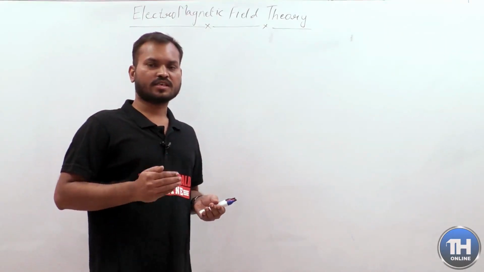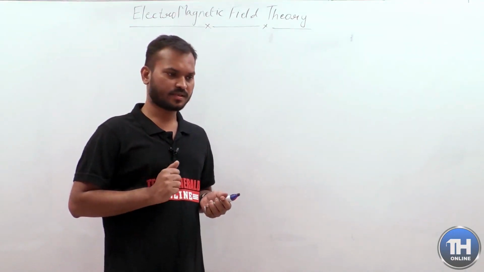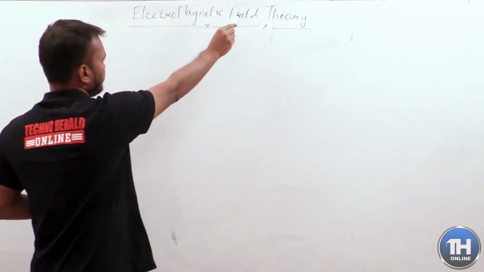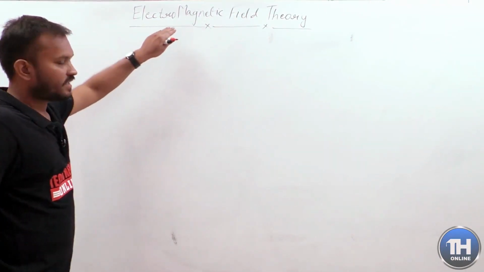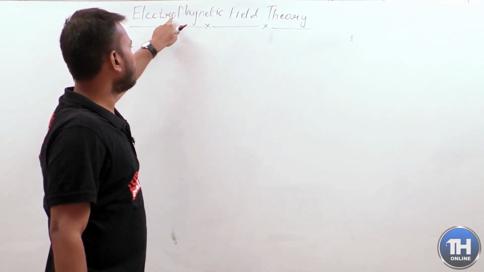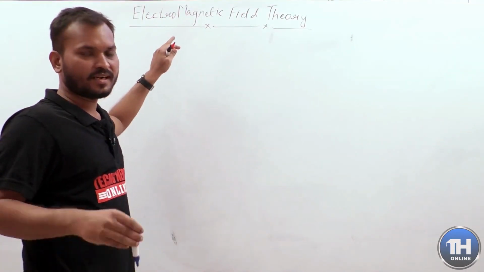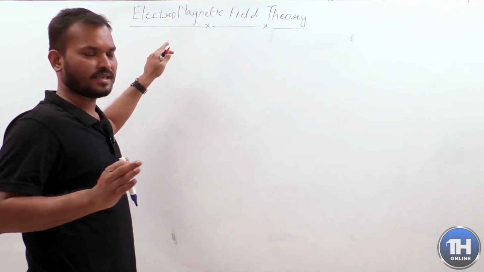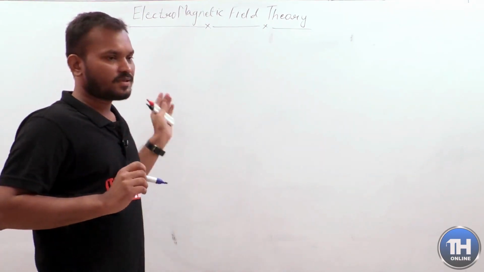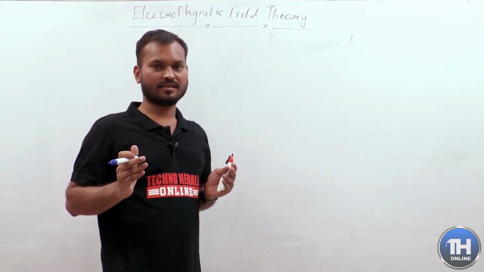Now we are going to start a new subject, that is electromagnetic field theory. So you can see here electromagnetic field theory. Electromagnetic is made up of two terms, electro and magnetic. It means that in this subject we are dealing with the concepts of electricity and magnetism. Actually this subject forms the basis of the whole electrical engineering.